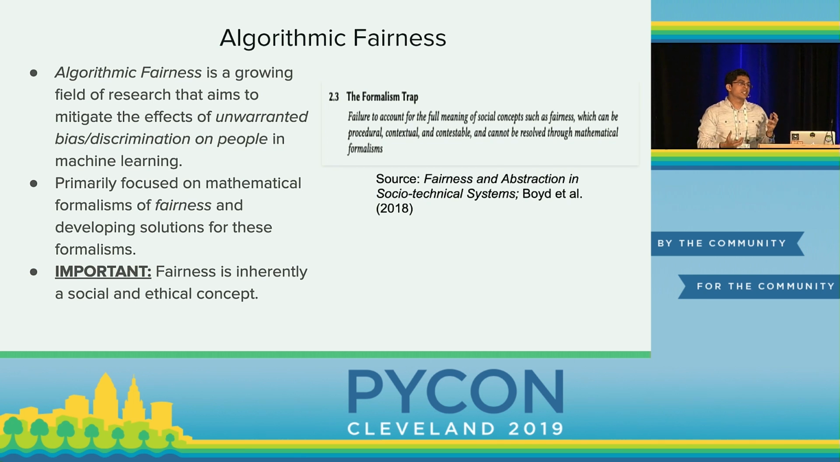But over the last year or so, we've seen some pushback against this. For example, in the paper called Fairness and Abstraction in Sociotechnical Systems, there's a formalism trap: we care too much about mathematical formalisms, and even if you solve the mathematical formalism, it doesn't really translate well to a real-world solution. The key thing to keep in mind is that fairness is inherently a social and ethical concept. It cannot be perfectly captured or represented through mathematical definitions or statistical metrics.